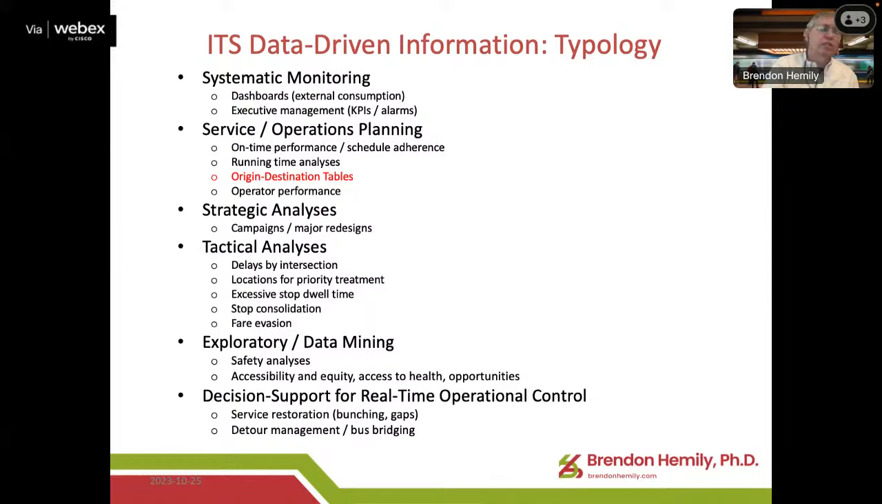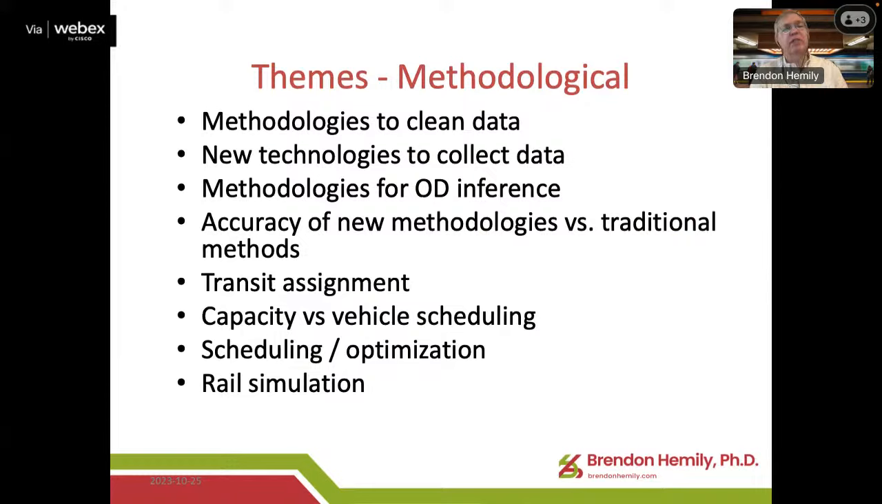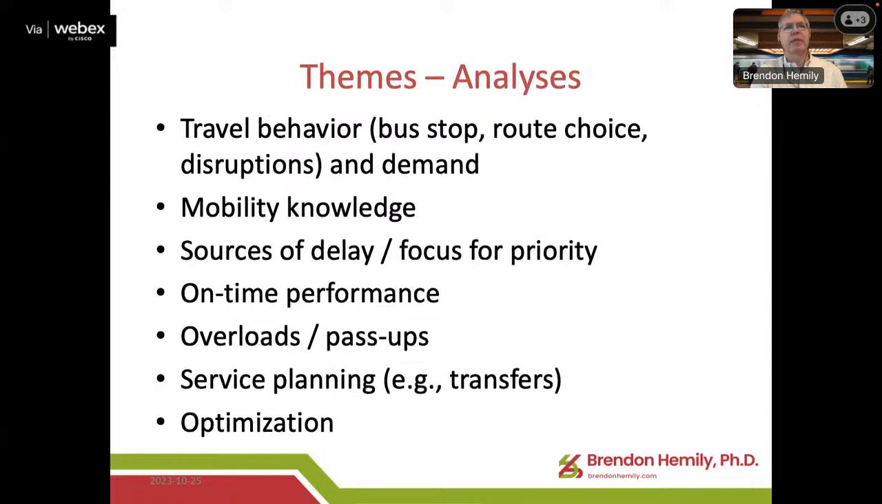The themes of research I've seen, and I'm just going to flash through these, but of course, academics are very interested in methodological themes. These are of less interest to practitioners, but again, it's part of that dual track of being able to get published. There has been a fair amount of emphasis on this from academics. Methodology to clean data, new technologies to collect data, the OD inference engines I've mentioned before, accuracy of new methodologies, transit assignment, capacity versus vehicle scheduling, and so forth.